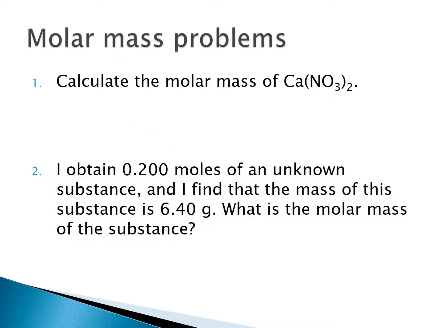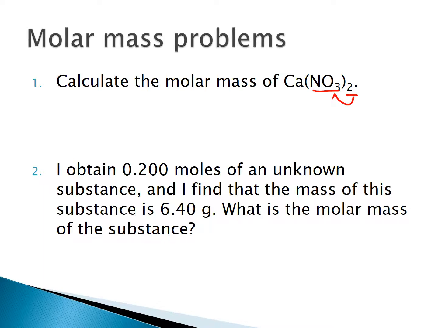All right, so first of all, I want to calculate the molar mass of calcium nitrate. Now, to do this, all we have to do is add up the masses of each atom in the compound. So we have to consider how many calciums there are, how many nitrogens, and how many oxygens in the case of calcium nitrate. Now, we have to remember that NO3 is the nitrate ion. Each nitrate ion has 1 atom of nitrogen and 3 atoms of oxygen. This 2 outside there tells us that we have 2 nitrate ions in this compound.